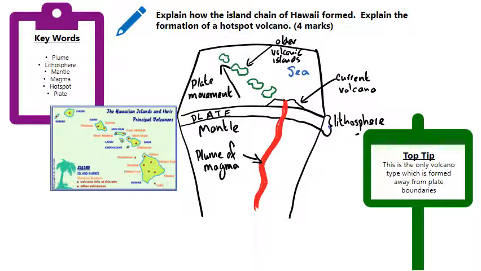So here we've got a hotspot volcano question. I've got the two questions at the top there. Explain how the island chain of Hawaii formed. You might in an exam be given a picture like you were in one of the mocks, or it might just say explain the formation of a hotspot volcano.